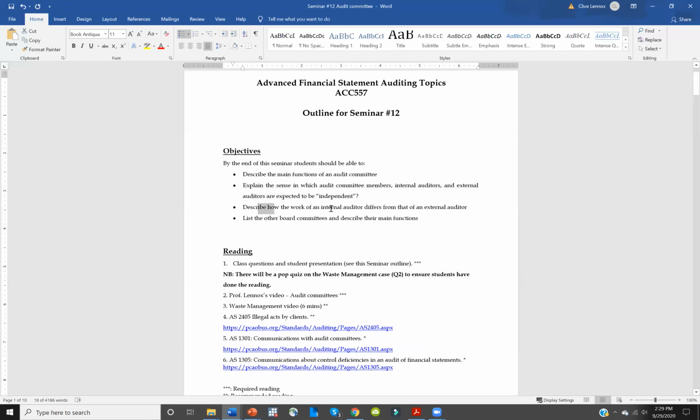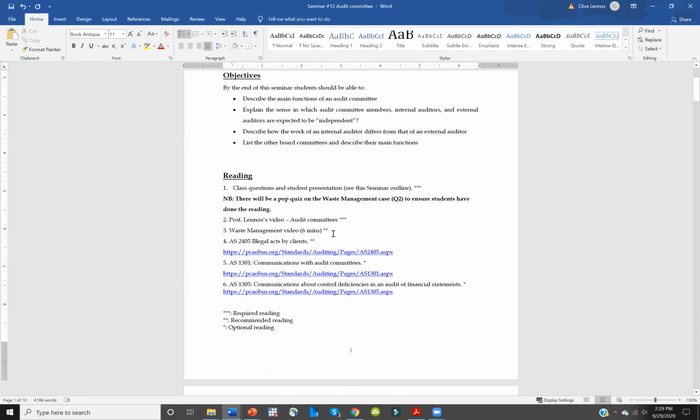Third objective, how does the work of an internal auditor differ from that of an external auditor? And fourthly, list the other board committees and describe their main functions.